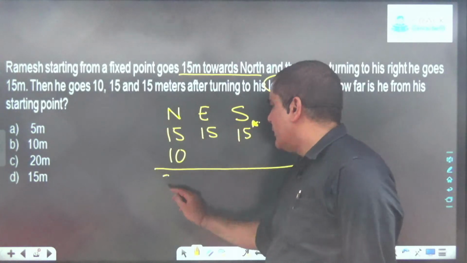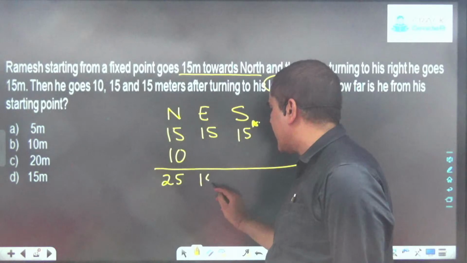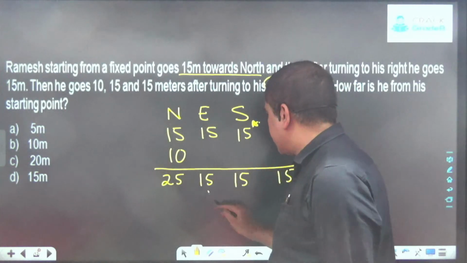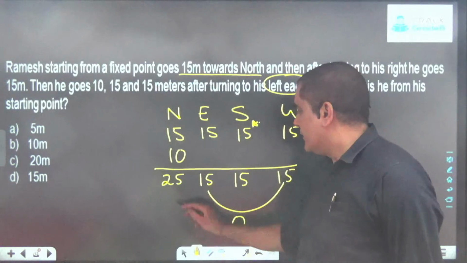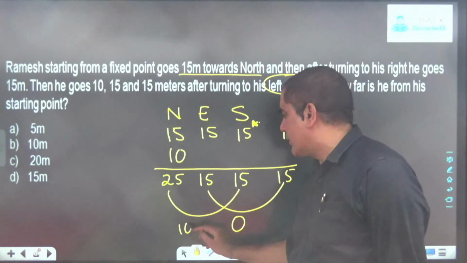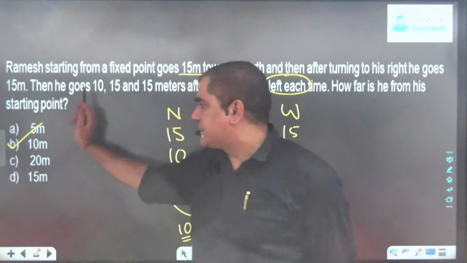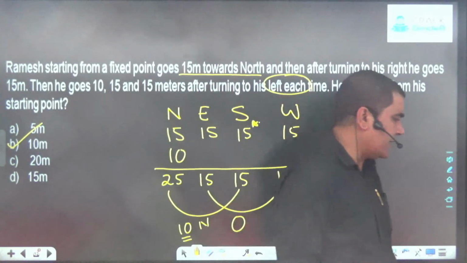Now this becomes what? 25. This becomes what? 15. This becomes what? 15. And this becomes what? 15. Let's take these two. This becomes what? 0. This becomes what? 10 north. So distance will be what? 10 meter. 10 meter means B is the answer. B is the answer.